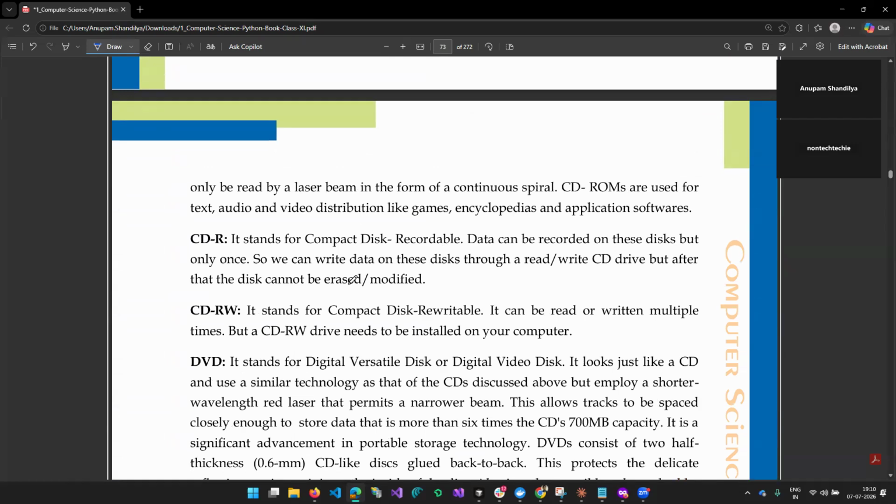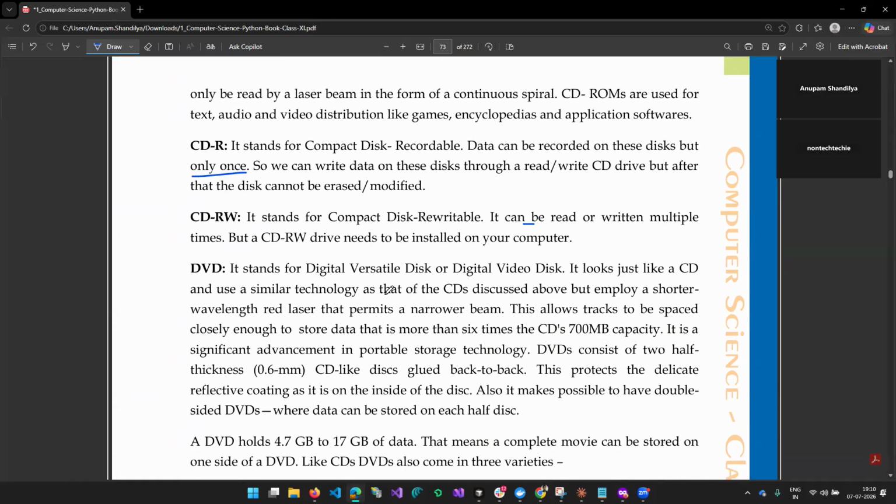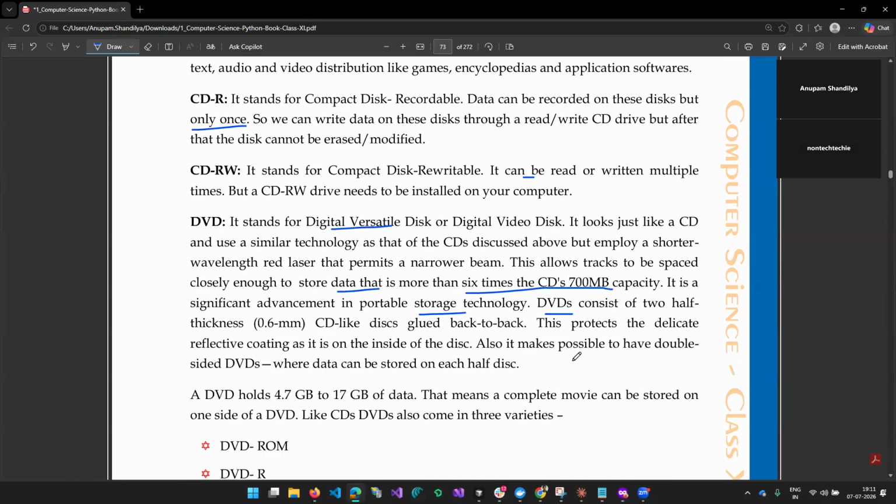CD-ROM, recordable only once. Rewritable is where we can write. DVD is the newer version, with 6 times more capacity than the CDs. So it was a significant advancement. People were going crazy when the DVDs came.